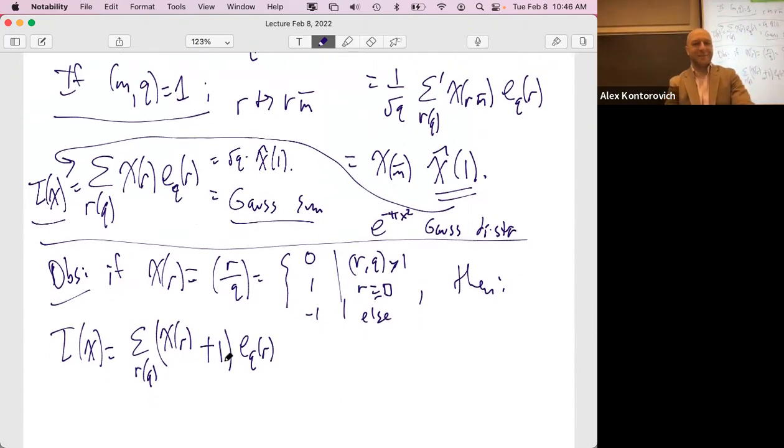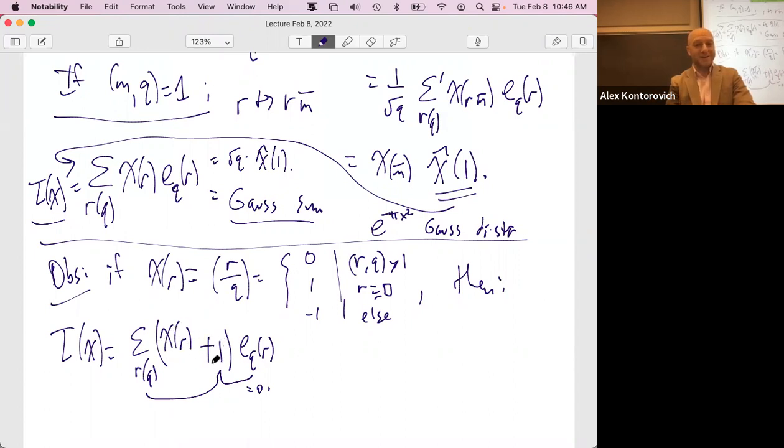So how come I can stick in a +1? Well, if you multiply this out, what's the sum over all r of 1 times e of q? You're summing all the qth roots of unity. Right. So 0. So I'm just adding 0. Yeah. Okay, so I can replace chi by chi plus 1.